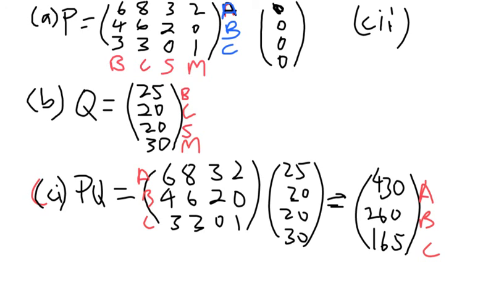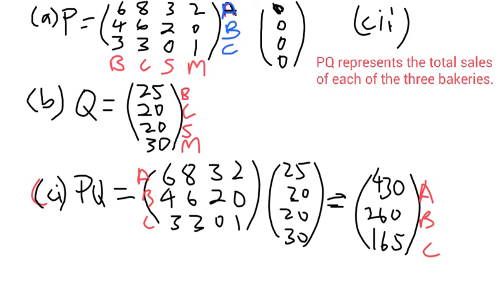And this is the total amount of money that bakery A has made from selling the blueberry cakes, the chocolate cakes, the strawberry cakes, the mango cakes. We multiplied it by their prices. We summed it up to get 430, 260, 165. So in short, the elements in matrix PQ represent the total sales of the 3 different bakeries. And there we have it. This solves our problem.